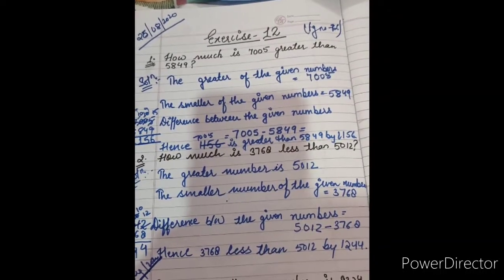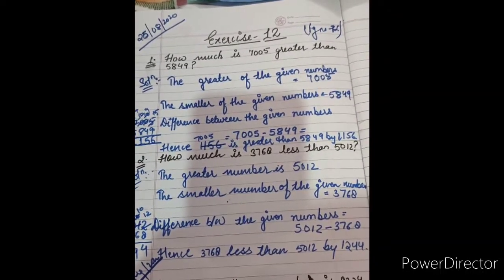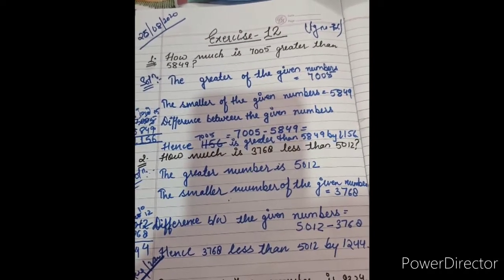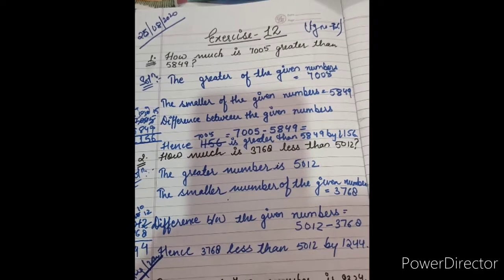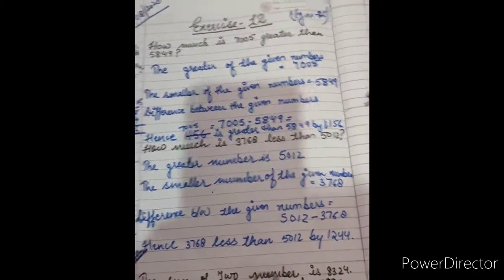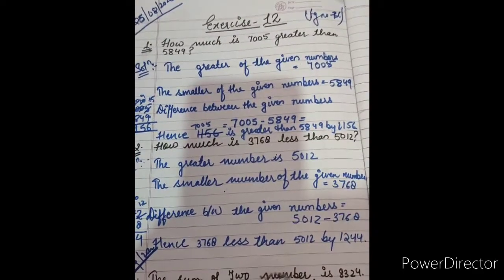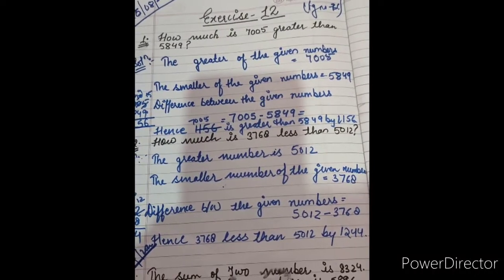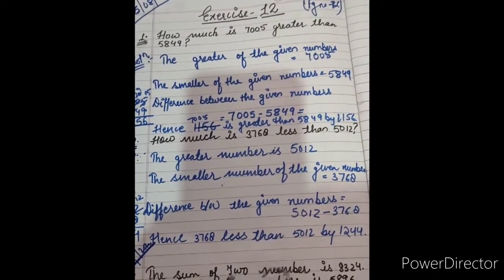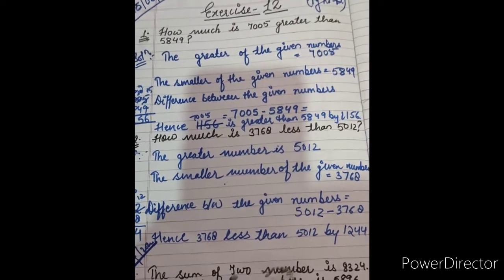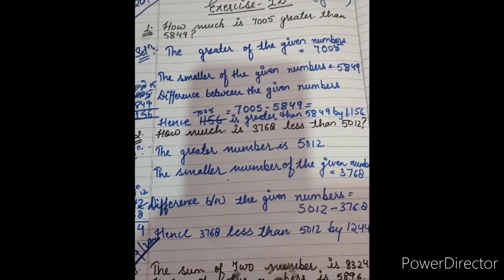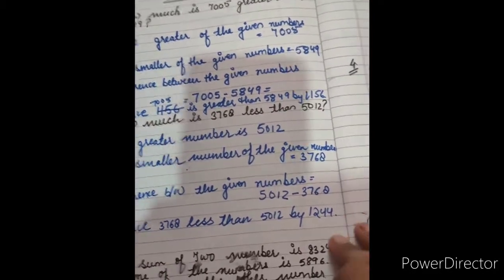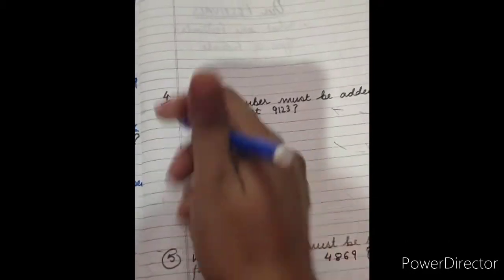Question number 3: the sum of two numbers is 8324. If one of the numbers is 5896, what is the other number? Suppose we have two numbers, first number and second number, and their sum is 8324, and if one of the numbers is 5896, what is the other number? So now, the solution.